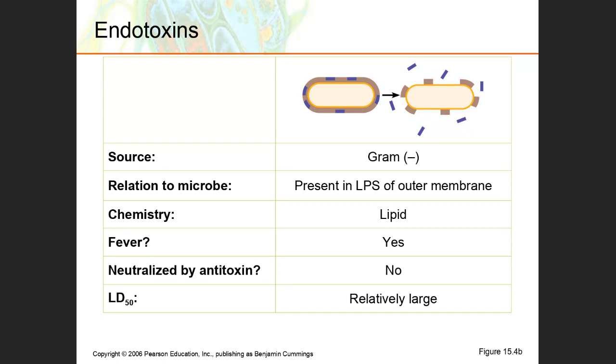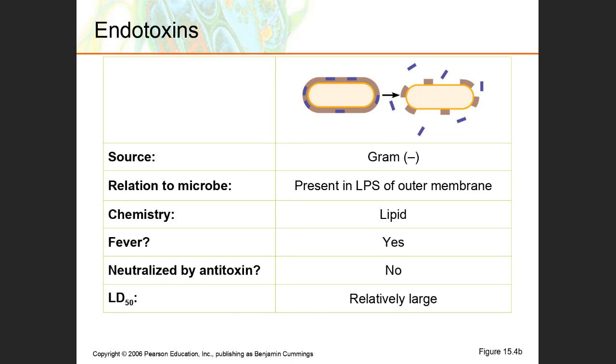So they take a bunch of rabbits or rats and they inject them or feed them a particular chemical and see how much of that chemical is required to kill half of those test animals, and that's the LD50. So it's a standard that can be used to compare the toxicity of different chemicals. And it can give you an idea of the relative toxicity of a chemical. So the LD50 for endotoxin is pretty big, so it's high.